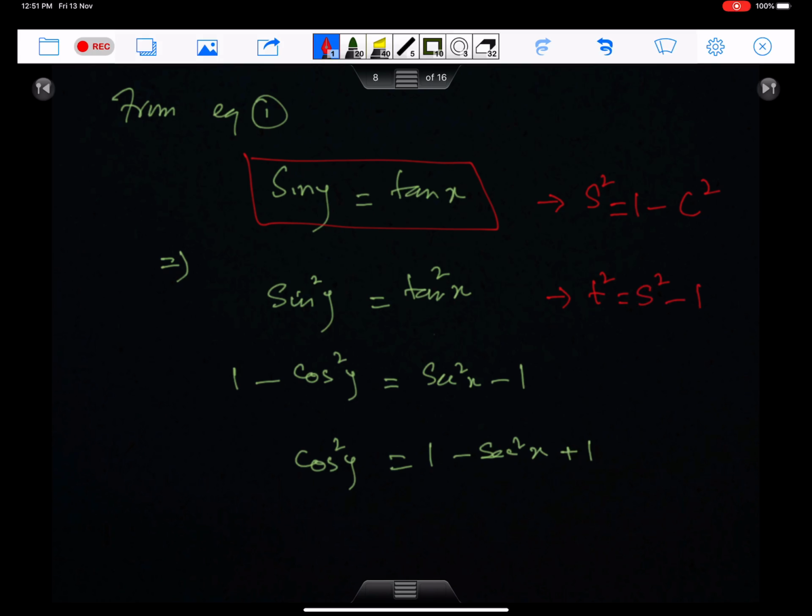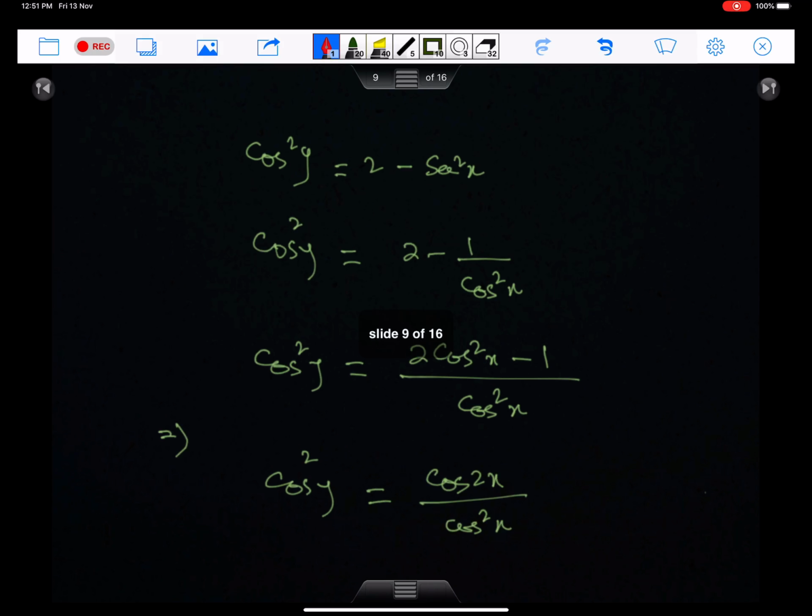So by making cos square y subject, we have 2 minus sec square x on the other side. So replace sec square x by 1 upon cos square x, because we need our answer in the form of cos. Now by taking LCM of right side, we have 2 cos square x minus 1 in the numerator. Now you must remember this formula.